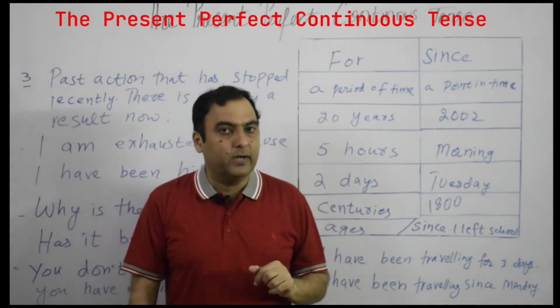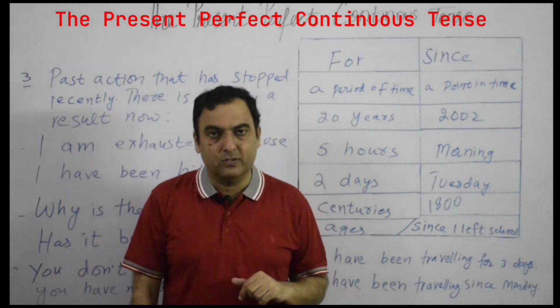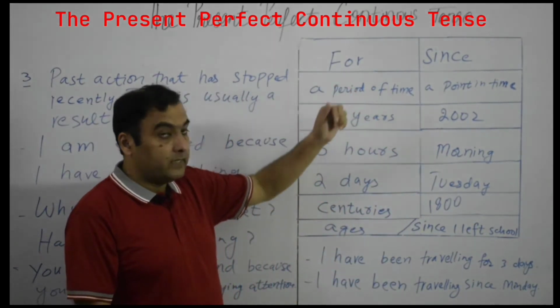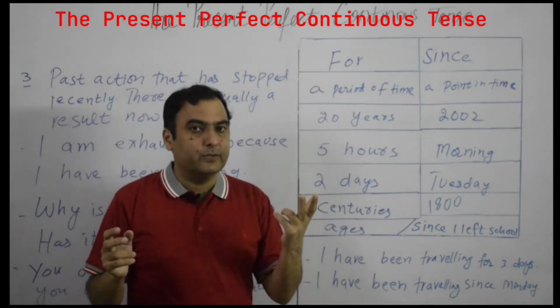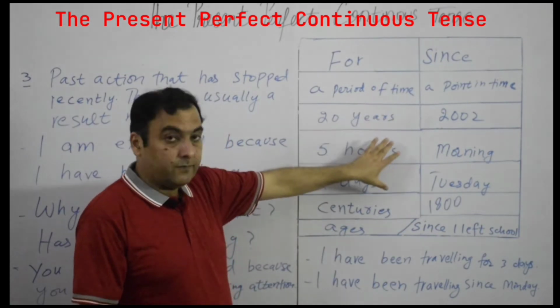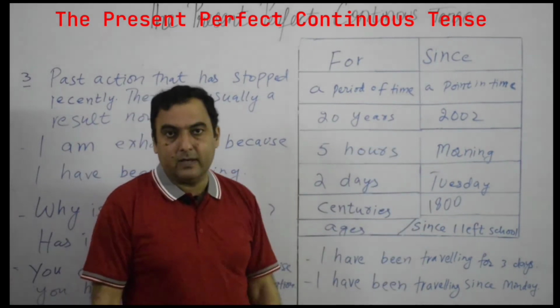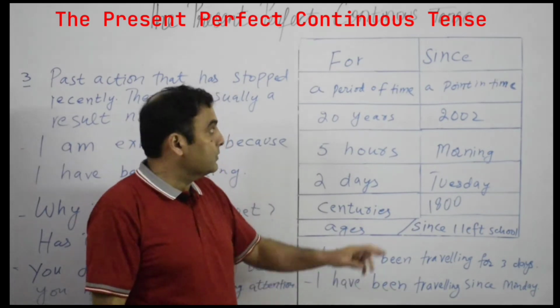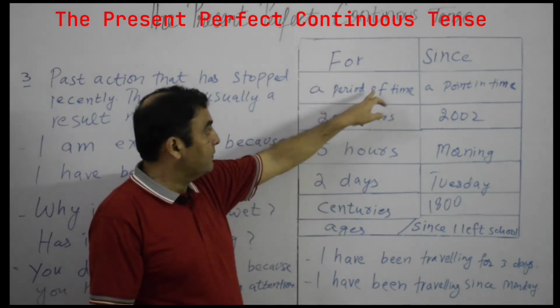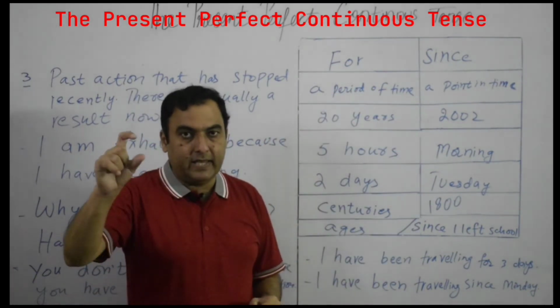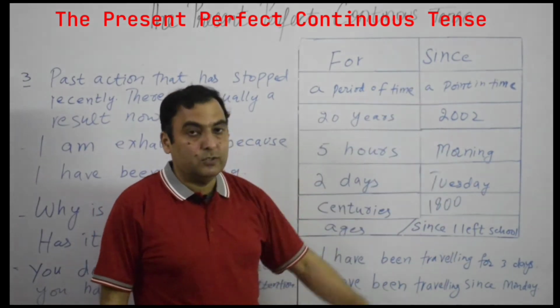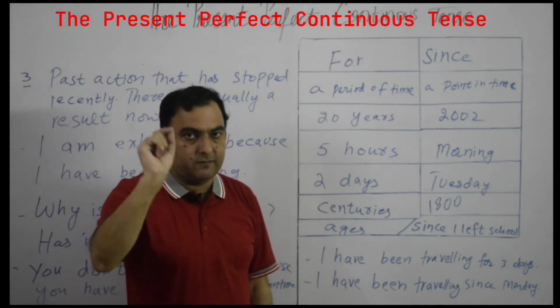But one more very important point that students often confuse, and that is where to use for, where to use since. So I've drawn a table here, and this table should help you. Remember, for is used for a period of time, for a length of time. Since is used for a point in time, a specific point.